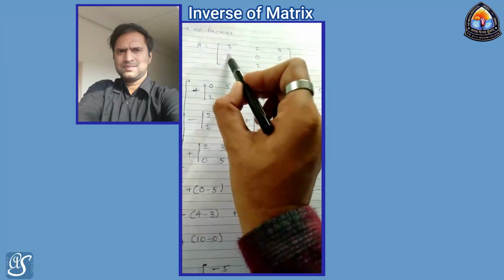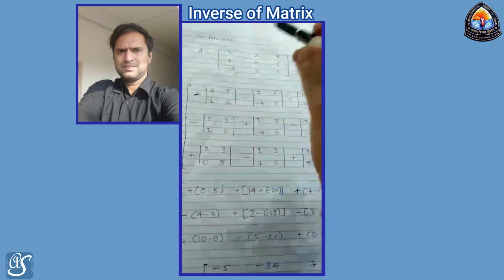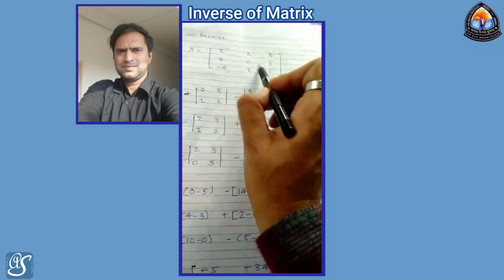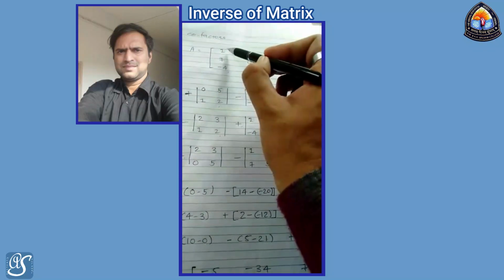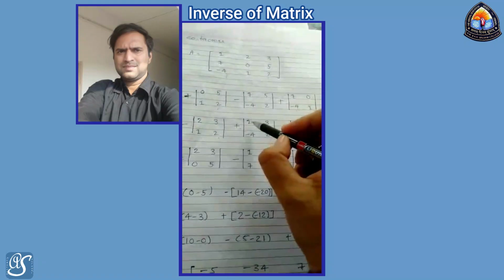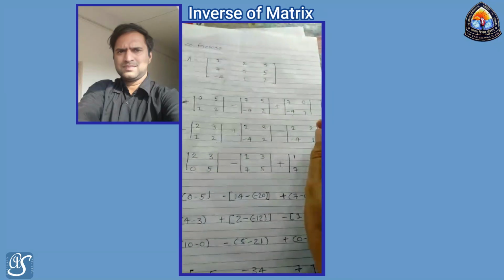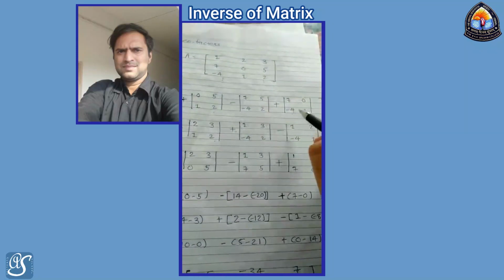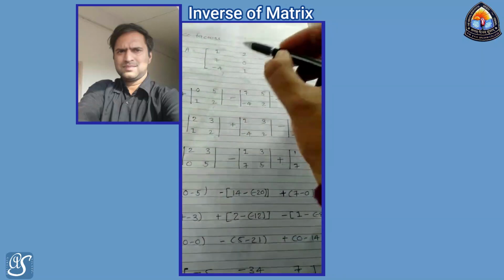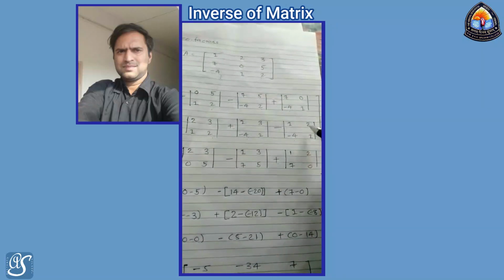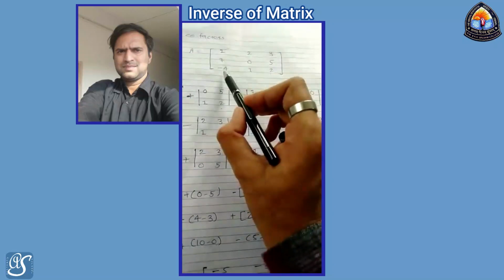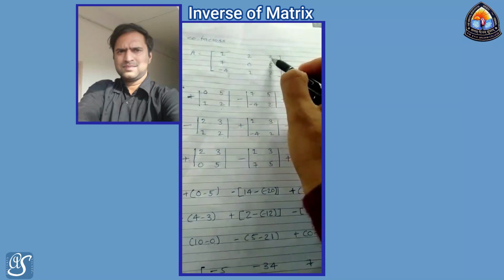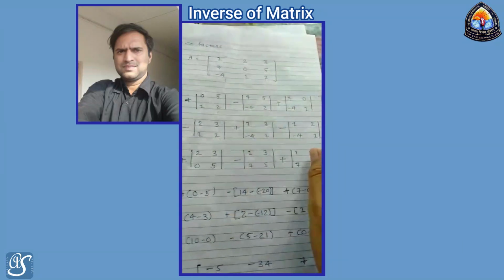Now for 7, hide the row and column which belong to 7. The remaining numbers are 2 1 3 2. For 0, hide the row and column which belong to 0. The remaining numbers are 1 -4 3 2. So write here 1 -4 3 2. For 5, hide the row and column which belong to 5. The remaining numbers are 1 -4 2 1. So write here 1 -4 2 1. For -4, hide the row and column which belong to -4. The remaining numbers are 2 0 3 5. So write here 2 0 3 5.